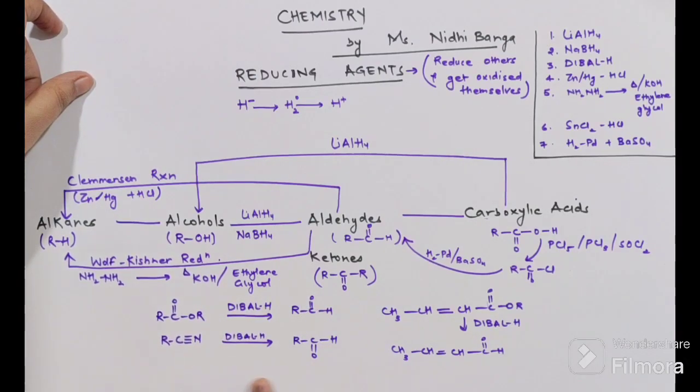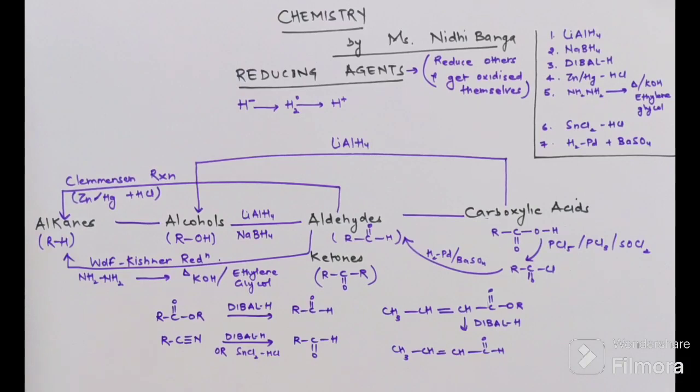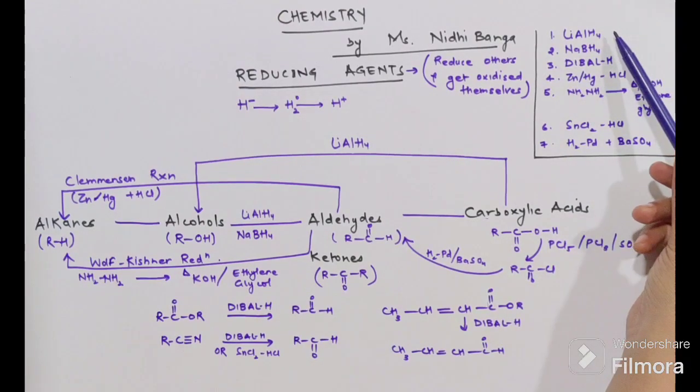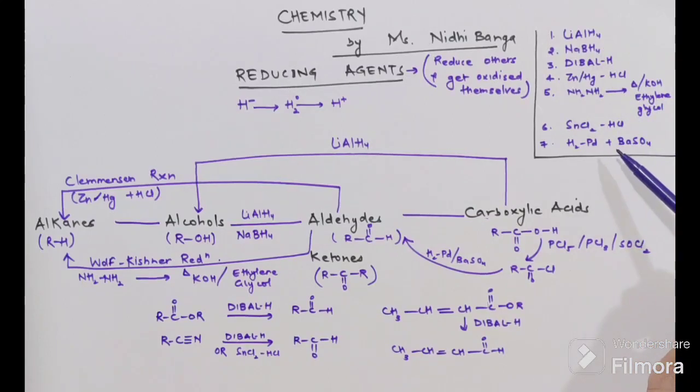Cyanides can also be converted into aldehyde by Stephen reaction, which uses stannous chloride in presence of HCl. So, I think I've covered it all. These are the main reducing agents which can carry out these reductions.